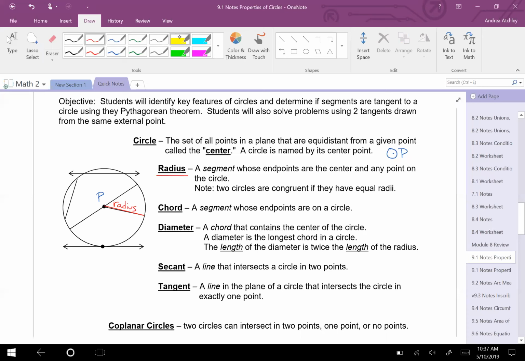A chord is a segment, that means no arrows at the end, whose endpoints are on a circle. So this right here is a chord, because its two endpoints are here and here. It's on the circle.